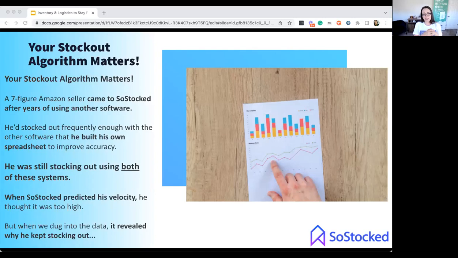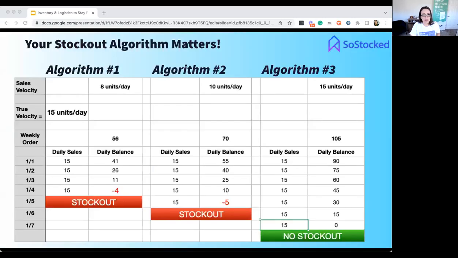So when he came into SewStock, he wanted to see what the difference was and was surprised to see how high the daily adjusted velocity was. When we dug into the data, we actually found out exactly what was happening. And let me show you the numbers.